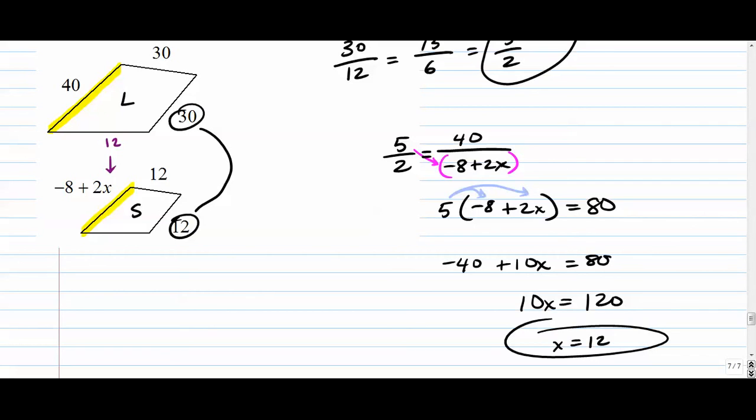And again, you can put that right here. You get -8 plus 2 times 12 is 24. -8 plus 24, that should be 16. So 40 over 16, does that equal 30 over 12? Well, if you cross multiply, you can confirm that everything is working nicely. You get 480 in the cross products there. So there you go. There was a 12-minute video on two-dimensional similarity. Next up we'll do three-dimensional similarity.